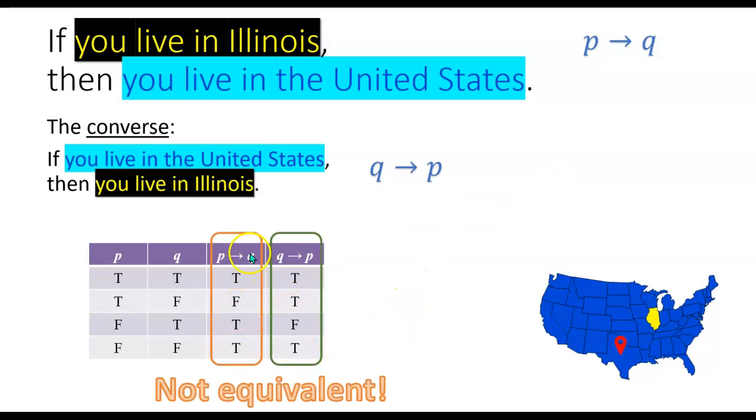If you look at the truth table, comparing the truth values for the original conditional, P implies Q, versus the converse, Q implies P, you see that they do not have the same truth values. They are not equivalent. So be careful. The converse of a true statement is not necessarily true. It's not logically equivalent to the original conditional statement that it's the converse of.